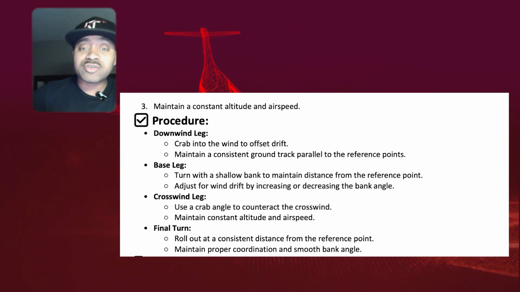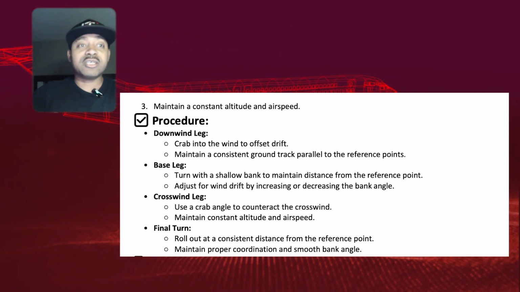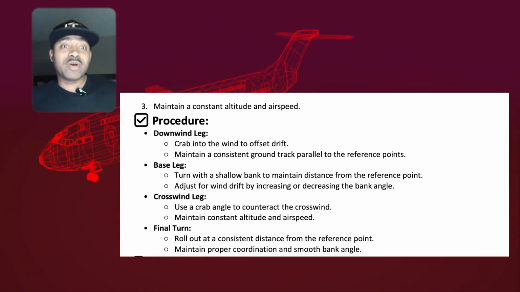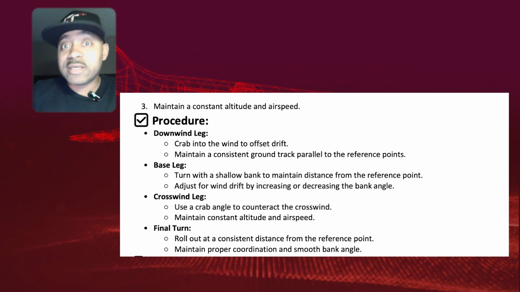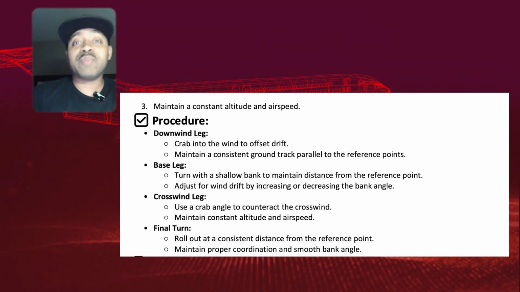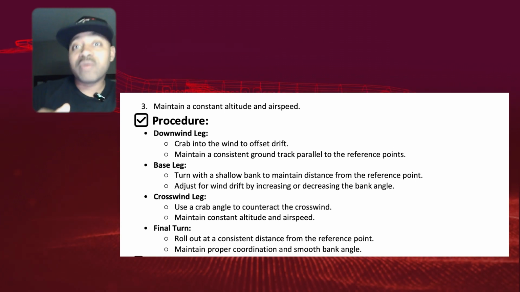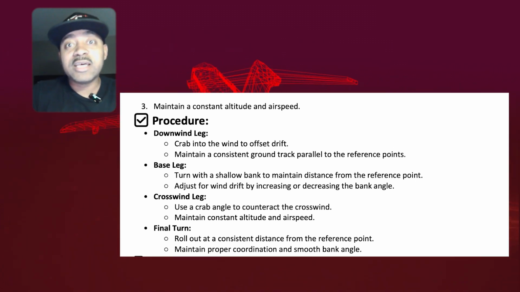Maintain a constant ground track that parallels the reference point. You can tell if you have enough crab in because you'll see if you're going further away from your intended path. If you're looking at the runway and you're going further away from it, or moving closer to it, then you don't have enough crab angle. You want to make sure you're still flying parallel, even though you're pointed at an angle that's canted to the ground track you're going for. Then when you turn, make your turn into the base leg, depending on which way it's coming.